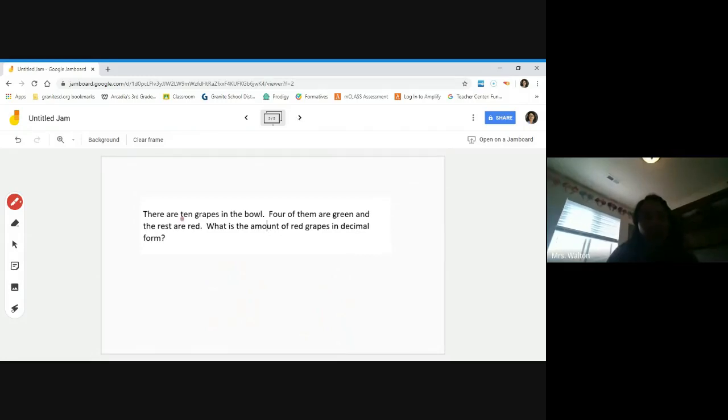So let's take a look at this one. Once again, there are 10 grapes in the bowl. 4 of them are green. The rest are red. What is the amount of red grapes that it wants? So it wants to know red grapes this time. Well, we know that 4 of them are green. If I have a total of 10 grapes in the bowl, 4 of them are green, I've got to figure out what the rest are. So I know that 10 minus 4 is 6. So I know that I have 6 red grapes. So to write that as a decimal, I'd have to say 6/10 of them are red. So there's my answer. Decimal point and then 6.